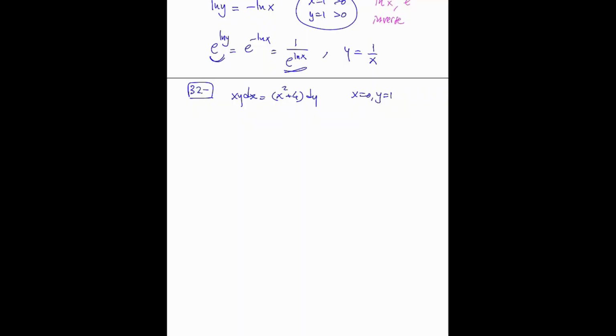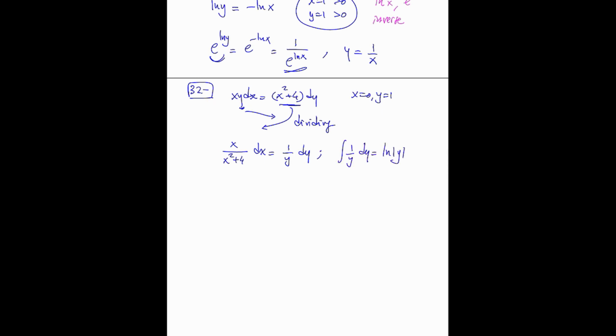Again, we're in a problem of separation of variables. Let's put the y, this y here goes to the other side dividing, and this term here also goes to the other side dividing, both of them. So we have x divided by x squared plus 4 dx equals 1 over y dy. And now we integrate both sides. The right one is easy, 1 over y dy is nothing but the log of absolute value of y.